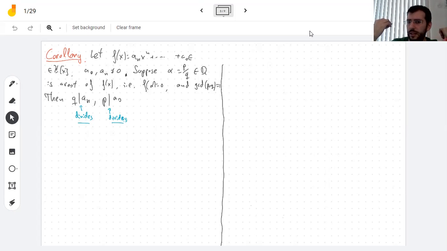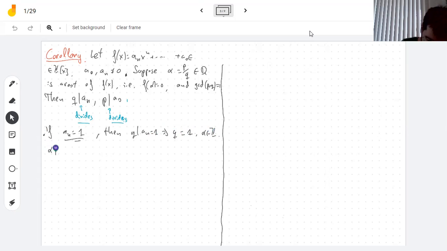you probably, I think you get told this in high school when you have to factor polynomials, because they tend to always give them to you with integer roots. So based on this, if a_n is one, so if f is monic, then q will divide the leading coefficient, so q will be one. So alpha is an integer, and alpha will divide the constant term, which is probably the version you see in high school, but this is just as easy if it's not monic.